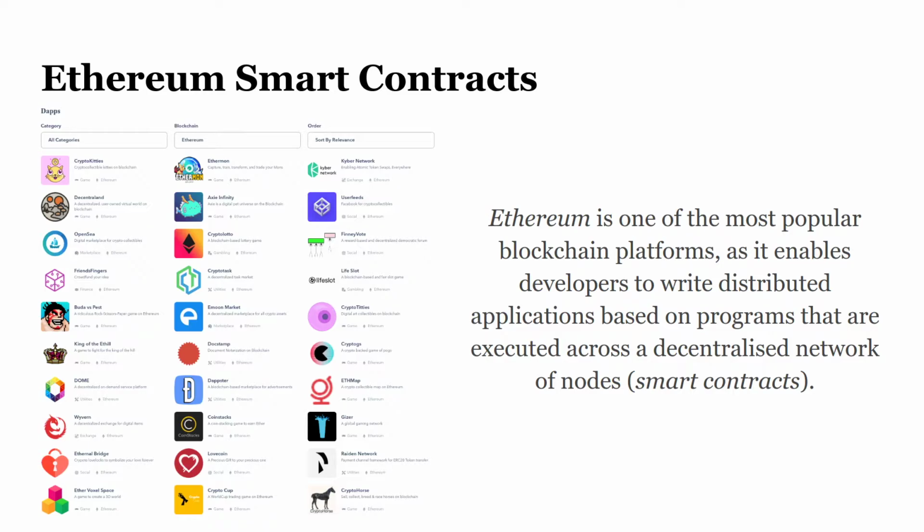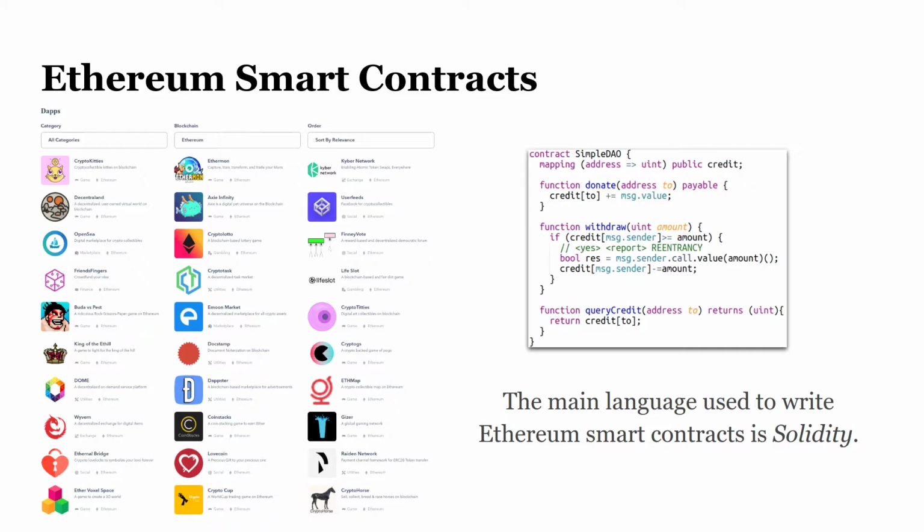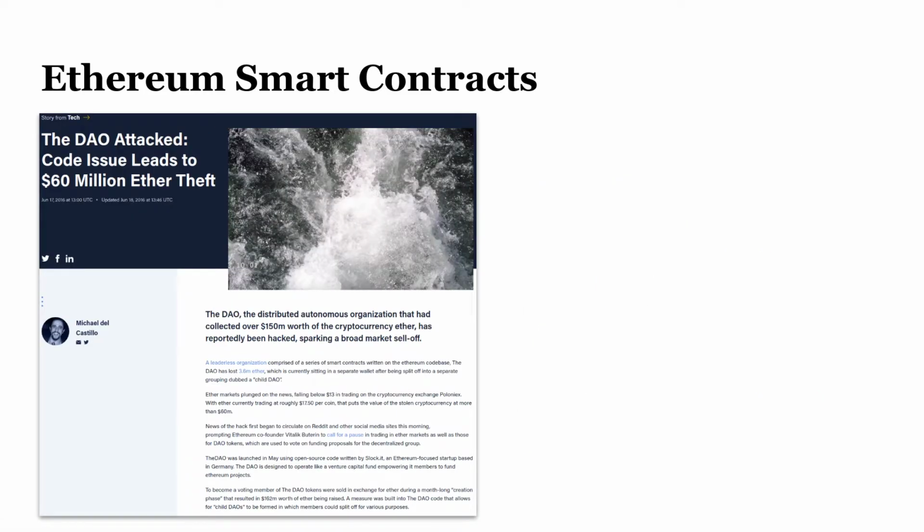Key to its popularity is the fact that it enables developers to write so-called smart contracts. These are programs that are executed across a decentralized network of nodes. The main language used to write Ethereum smart contracts is Solidity, a high-level object-oriented programming language. Smart contracts are at the core of Ethereum's value. However, it is far from trivial to write secure contracts.